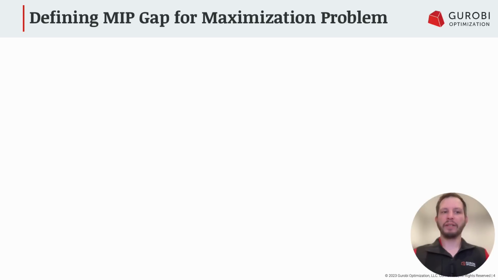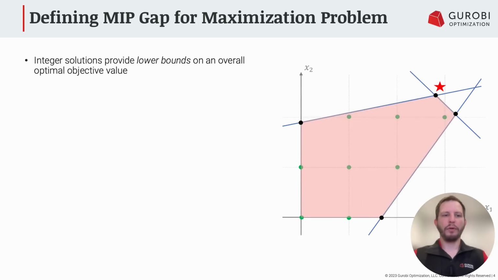Now let's dive into defining MIP gap for maximization problems. Let's say you have a mixed integer program and I hand you an integer solution. An integer solution is something that has all the integer values where they need to be and also satisfies all the other constraints. That's going to provide a lower bound on an overall optimal objective value. Let's denote that current best solution by ZSOL.